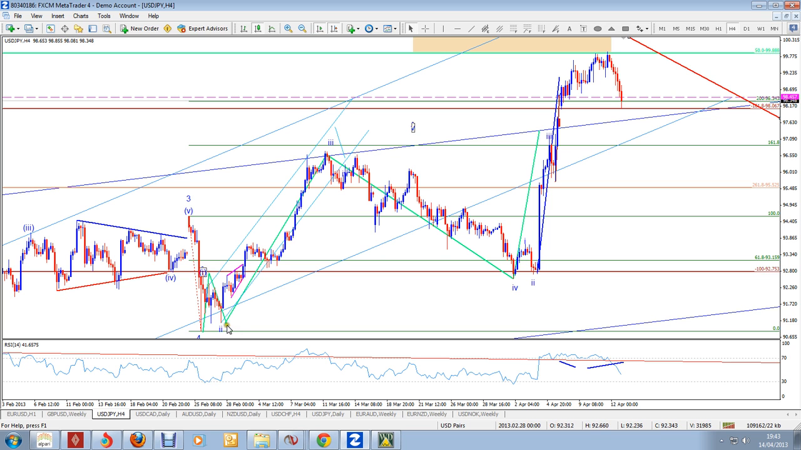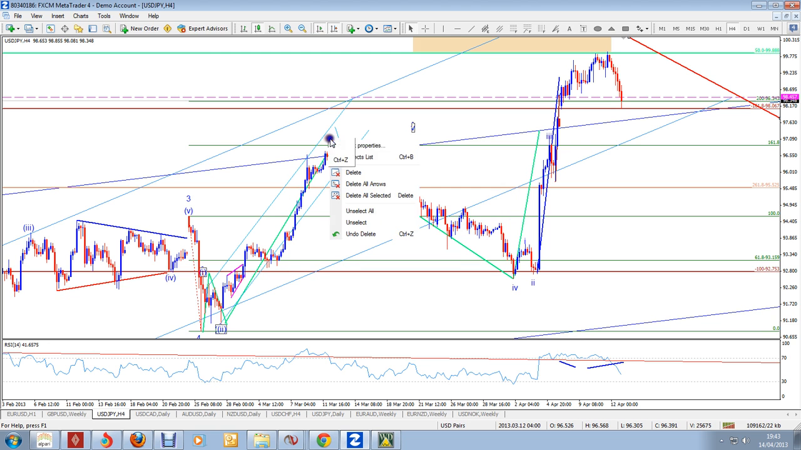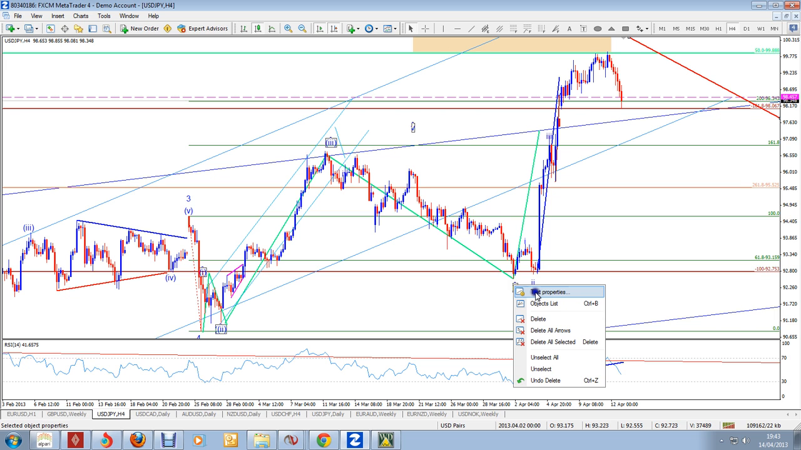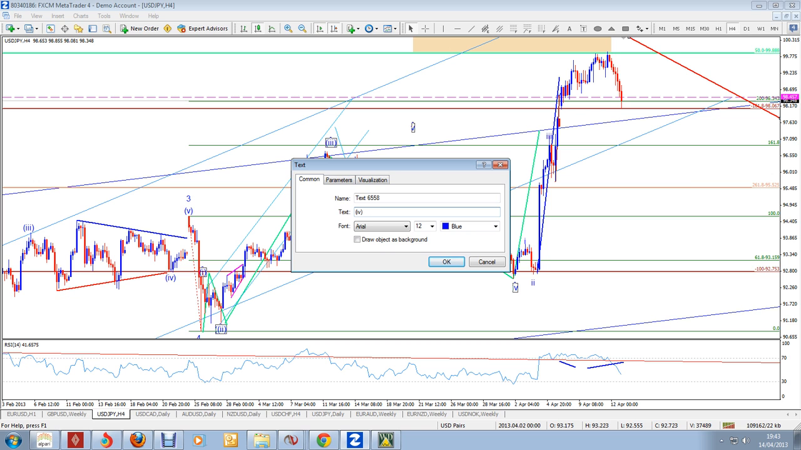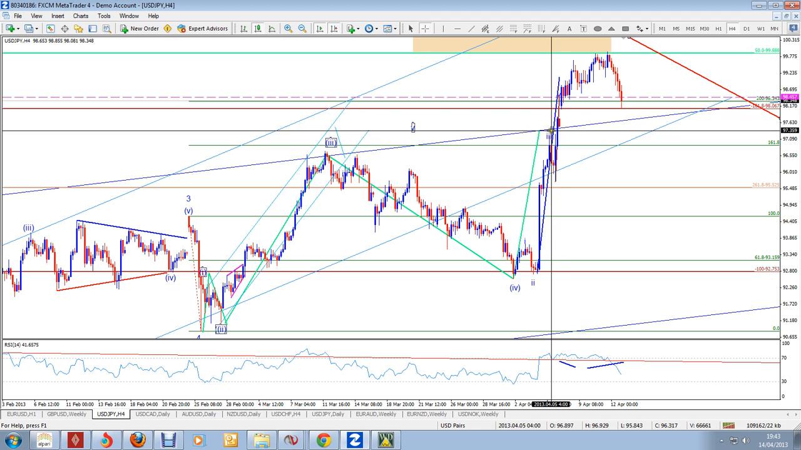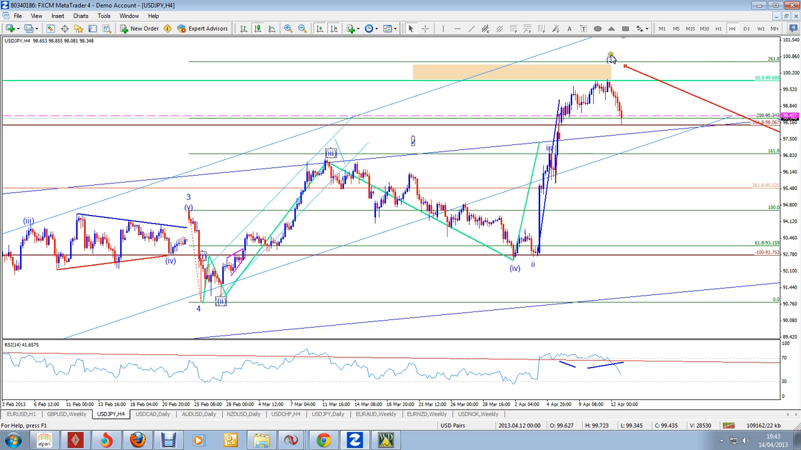So wave 5, we go wave 1 in bracket, wave 2 in bracket, then we got wave 3 in bracket, then we've got wave 4 in bracket, and we are now currently in wave 5 in bracket. So if we see wave 5 in bracket, and you can see here within that 5 in bracket we've got 1, 2, possibly 3, 4 and 5, and I think it's finished. Personally, I think it's finished.